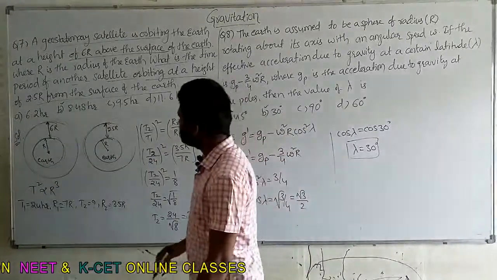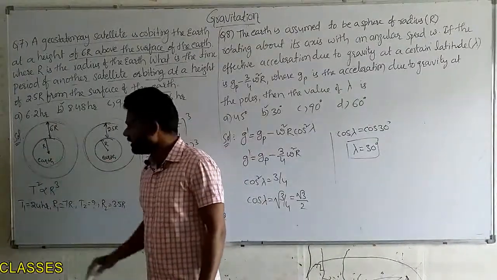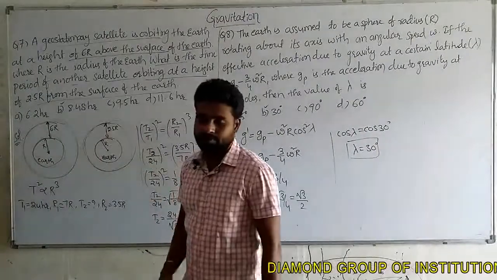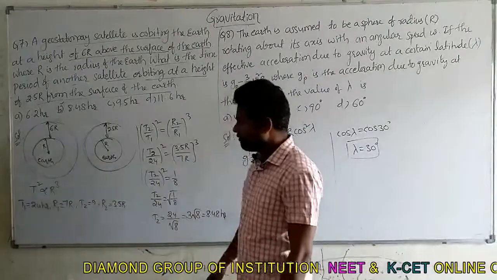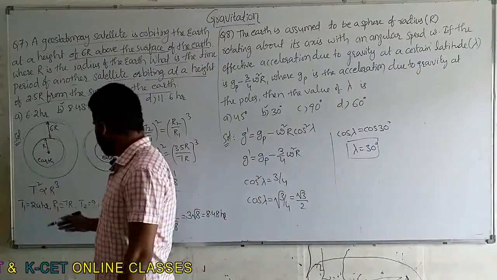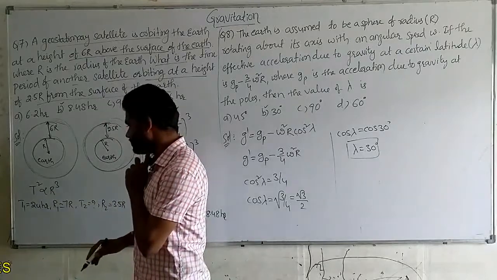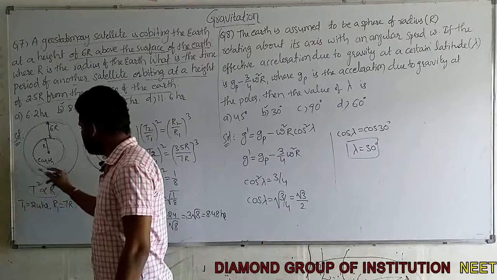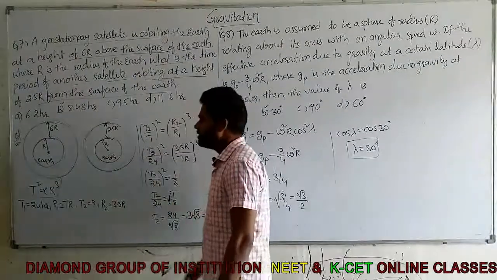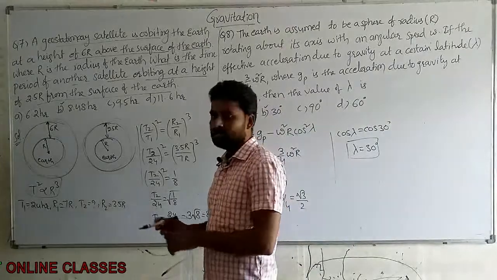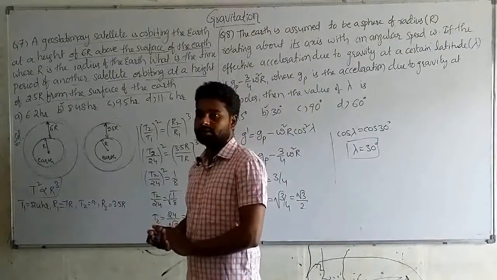So for this geostationary satellite, the time period equals 24 hours. But what is the time period of this other orbiter? We have to find it. From Kepler's law we already know the relationship between the time period and the distance: T squared is directly proportional to r cubed. T is the time period, and r is the distance of the satellite from the center of the earth.